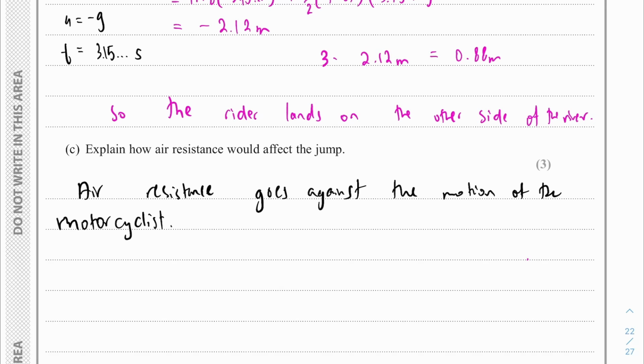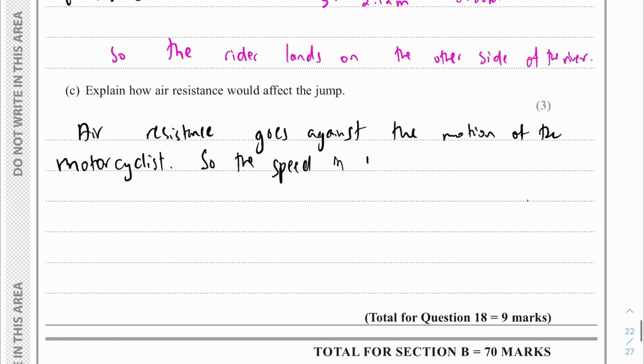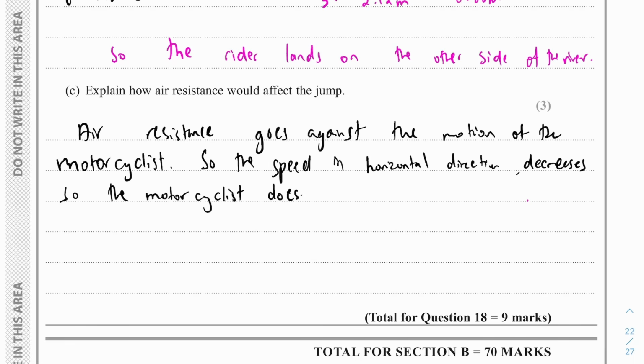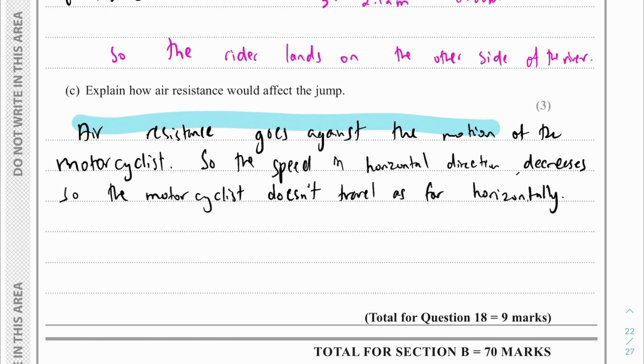What else can we say about him? So the speed, we're talking about horizontal speed, right? Speed in the horizontal direction decreases. So the motorcyclist doesn't travel as far horizontally. Okay, so one mark is for saying it goes against the motion. The second is for saying it decreases the speed, which leads to him not traveling as far horizontally, or a reduction in horizontal distance traveled. So this is the end of the paper.